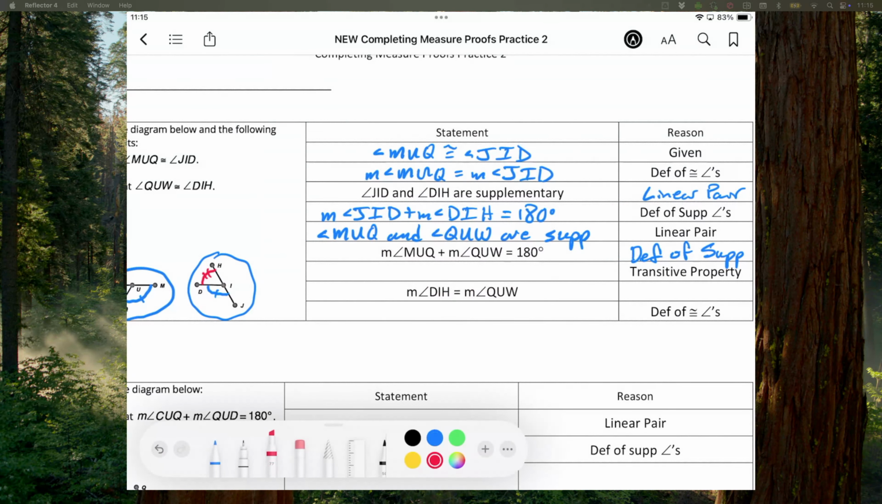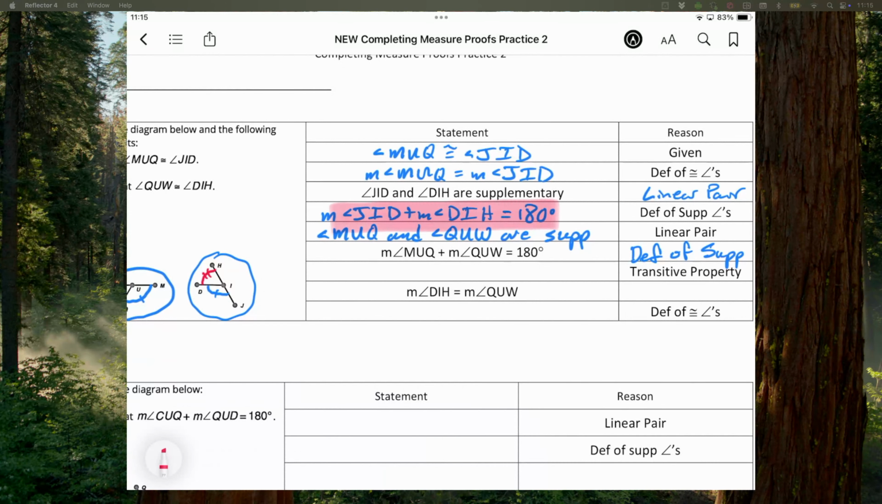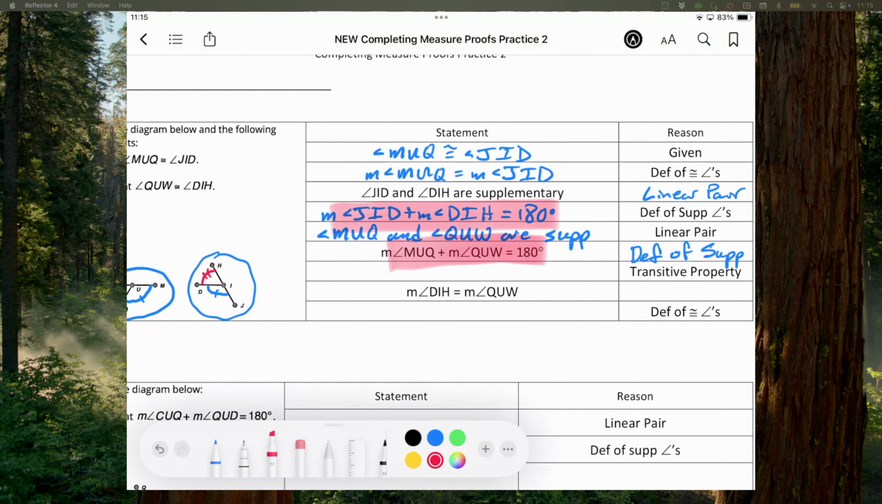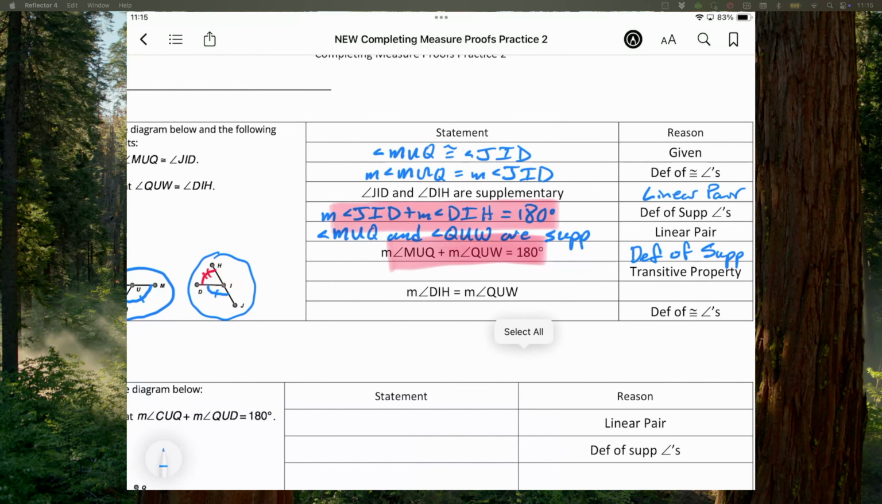Now, these two are both equal to 180 degrees, so they must be equal to each other. Measure of angle JID plus the measure of angle DIH is equal to the measure of angle MUQ plus the measure of angle QUW. Because of the transitive property, we took both of those statements and stuck them together.